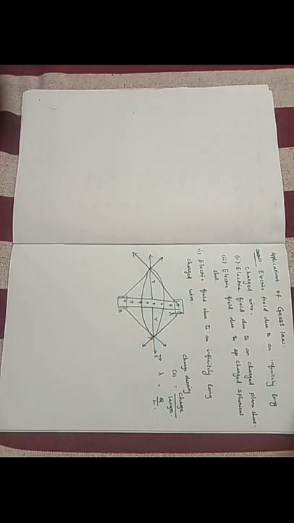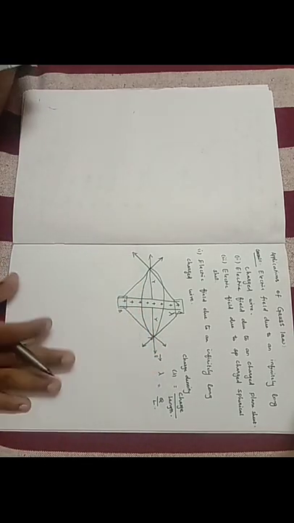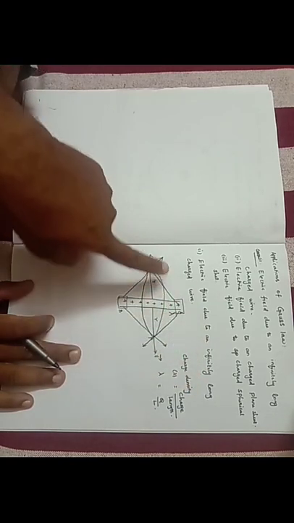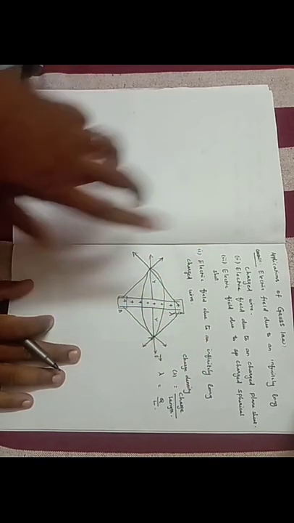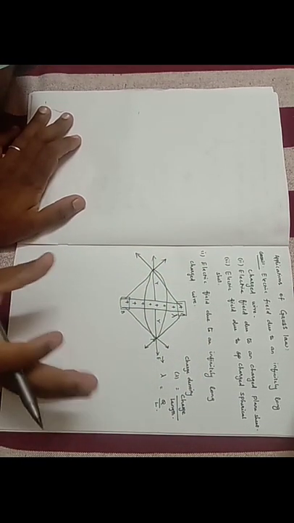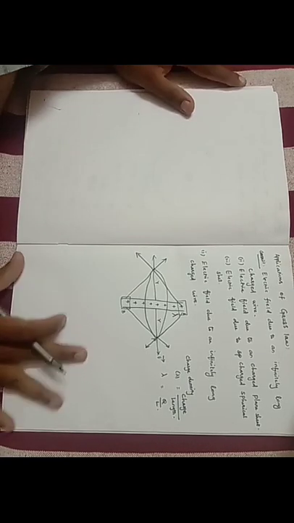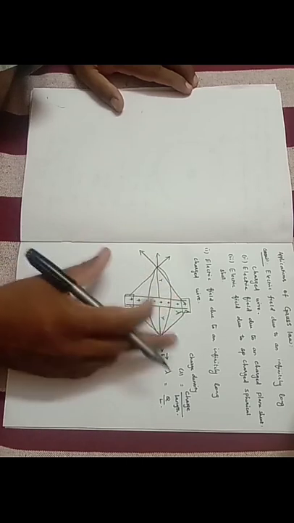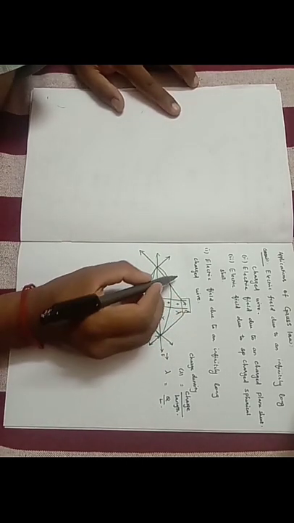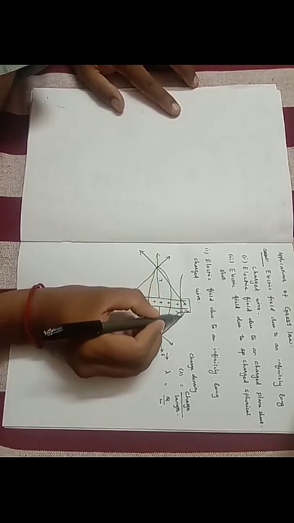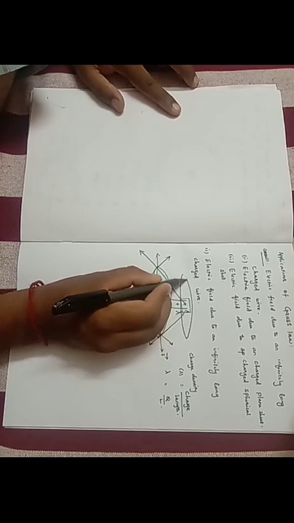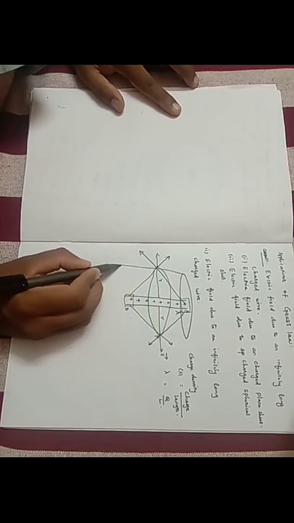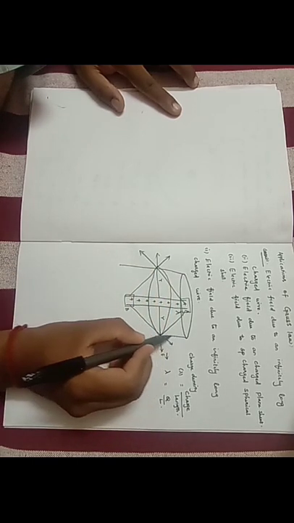Okay students, to determine this electric field due to the infinitely long charged wire, we consider one Gaussian surface. That Gaussian surface is a closed surface area of the charged wire. It has a cylindrical shape.